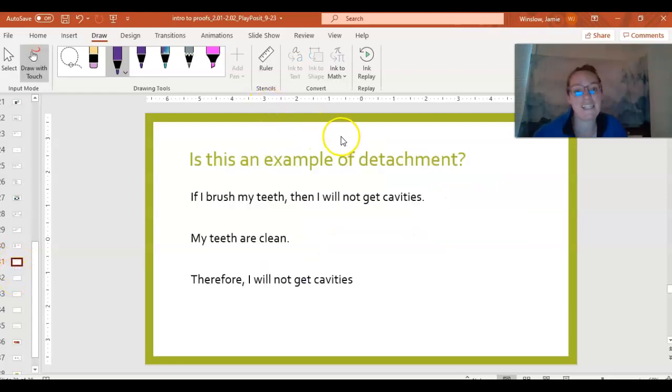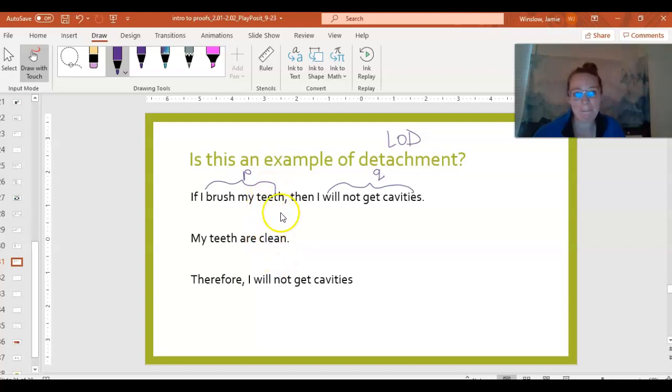Is this an example of the law of detachment? So let's work through it. If I brush my teeth, let's call that P. Just always start with P. Then I will not get cavities, Q. My teeth are clean.